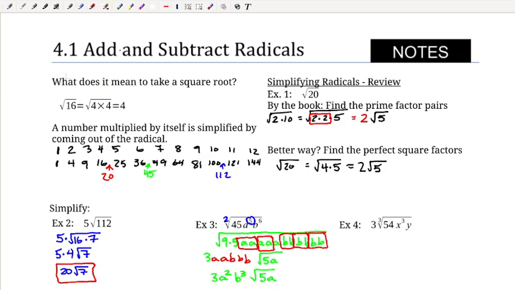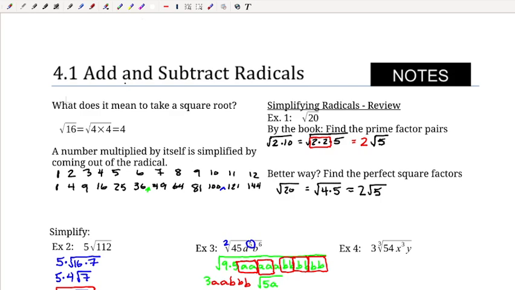All right, another example. I've got 3 cube root of 54. Now, cube root means instead of being able to use my perfect square factors, I'm going to have perfect cube factors. So perfect cube factors means I'm going to take, whoops, didn't want to erase quite that many.